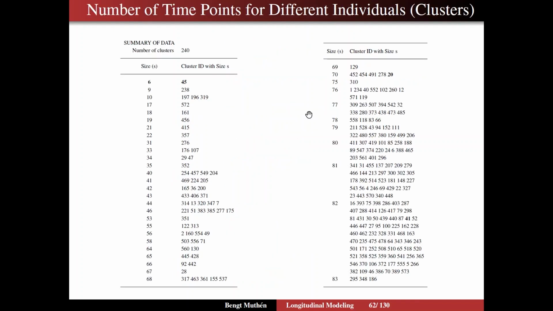On slide 62 then, you see the number of time points here for different individuals, 240 individuals. They are the clusters. And we see here, for instance, that cluster ID 45 has 6 rows in the data, and it goes up to 83 rows, that is 83 time points for some clusters. And the mean lies somewhere in between.